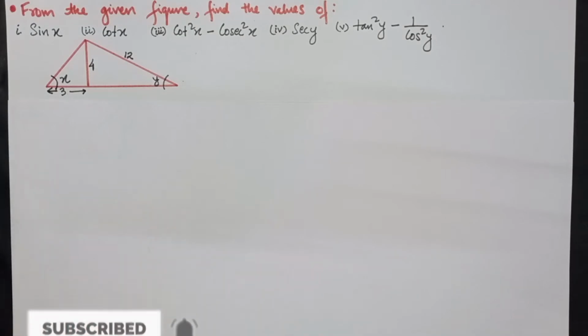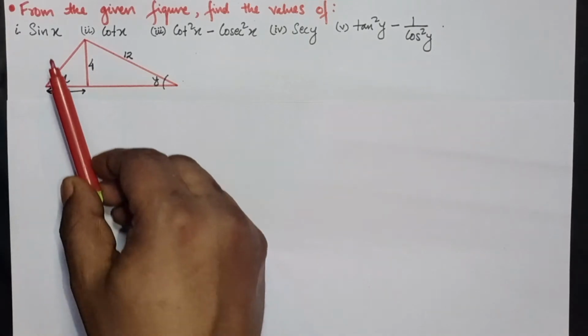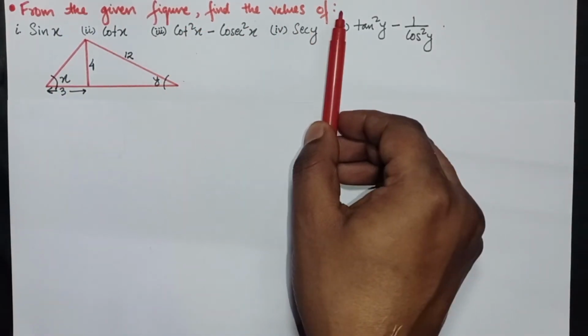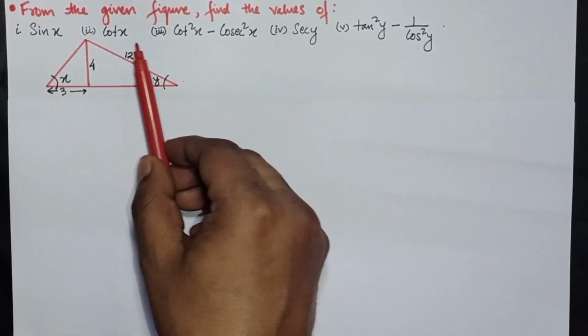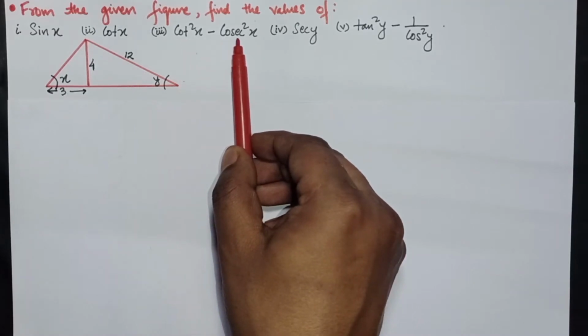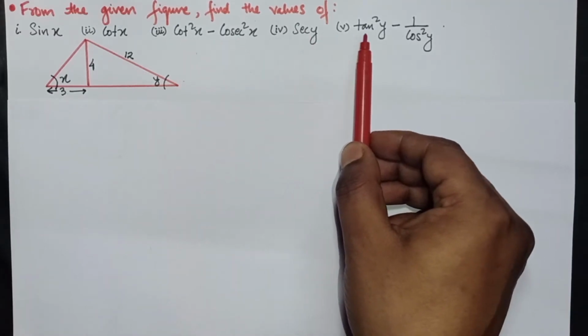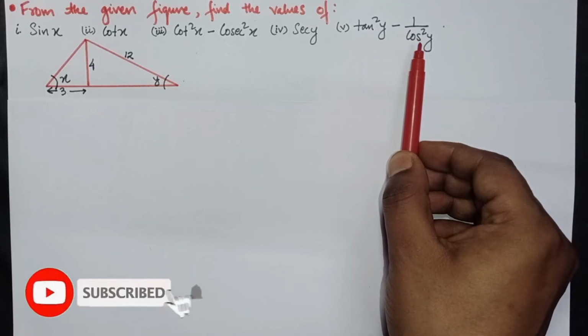So hello students, here we have a question. This is one of the very important questions. You can see here, from the given figure, find the value of sin x, cot square x minus cosec square x, sec y and tan square y minus 1 by cos square y.